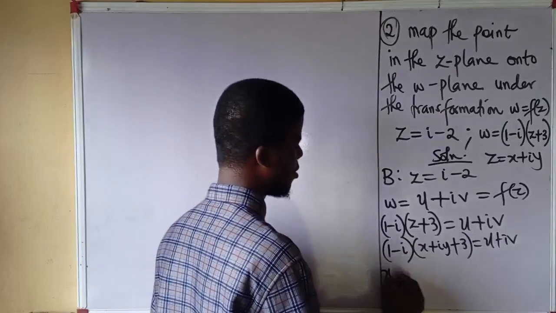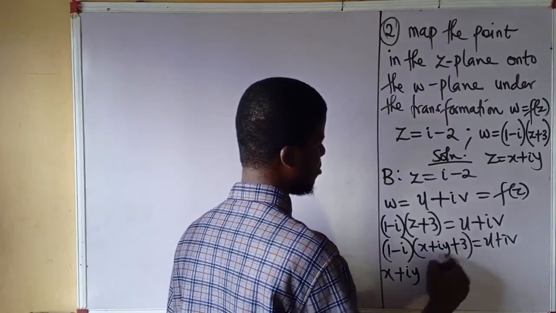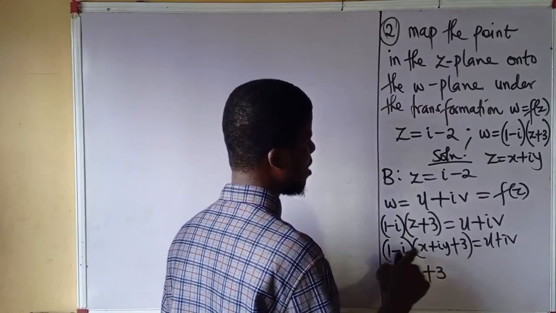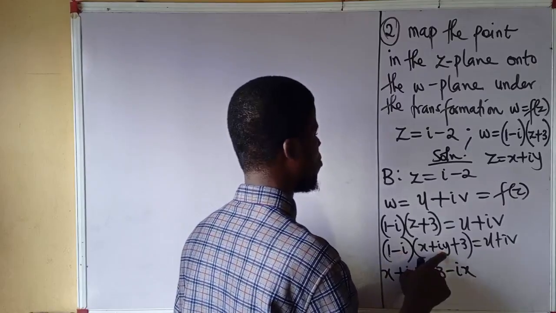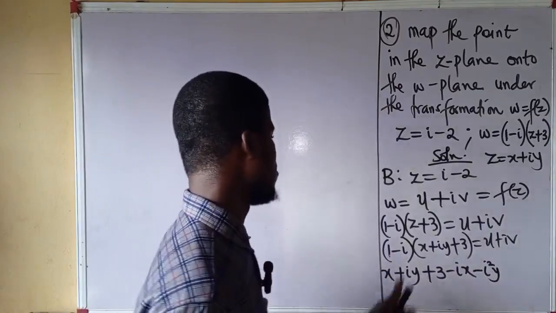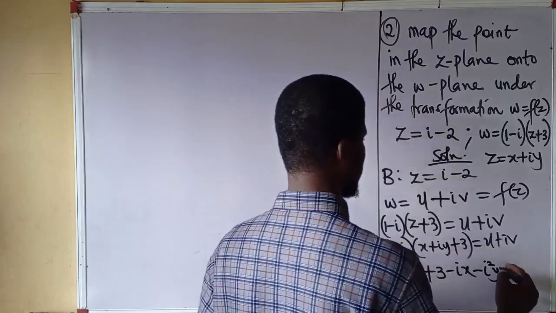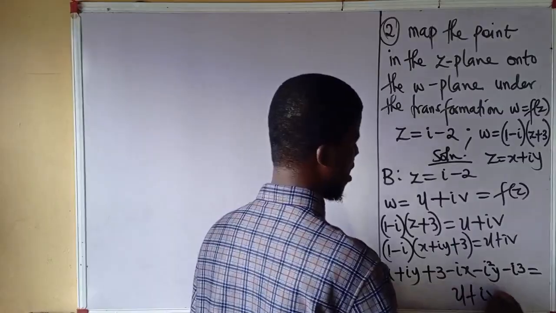1 times X is X. 1 times IY is plus IY. 1 times 3 is 3. Minus I times X is minus IX. Minus I times IY is minus I squared Y. Minus I times 3 is minus I3. And this is equal to U plus IV.